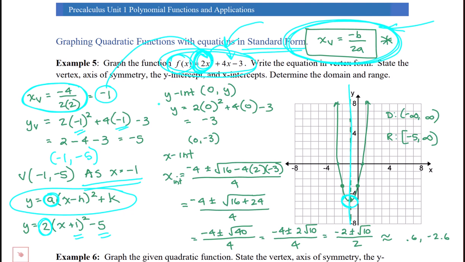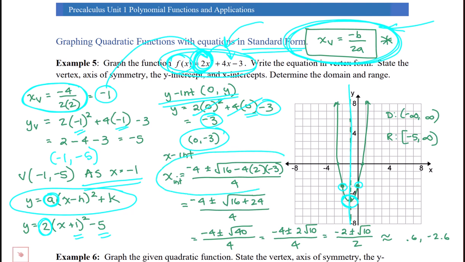To find the y-intercept, plug in 0 for x, and I would plug it into the standard because it's easy, because this is 0, this is 0, and I just get -3, and there's our y-intercept, 0 and -3. And quickly, we can still do the twin point. That's on the other side of the axis of symmetry. So that's -2, -3, and we have another point. Unfortunately, the x-intercepts here are not nice.